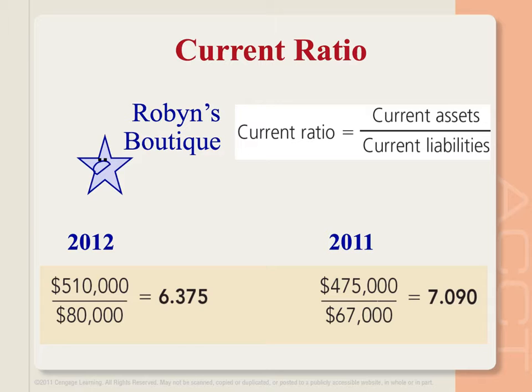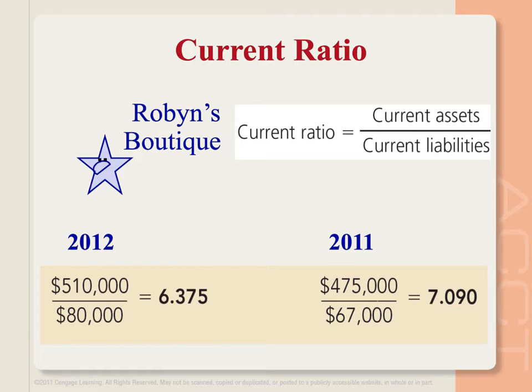So the current ratio, also known as the working capital ratio, remember we did current assets minus current liabilities to get the dollars of working capital that are available, is a measure of an entity's liquidity, meaning how much cash do I have? What does this ratio really tell us? In the current year, if we're looking at Robin's Boutique here, you can see that they had roughly $6.38, we're rounding up, of current assets for every dollar of current liabilities.